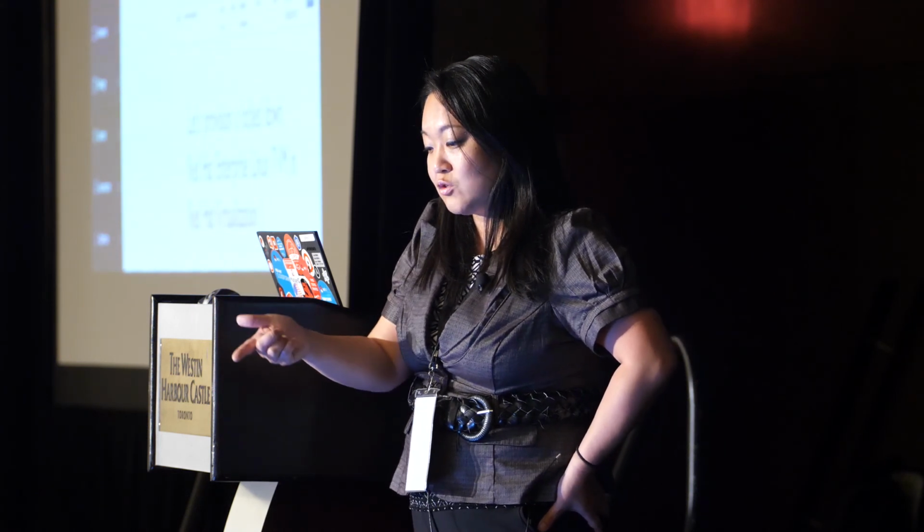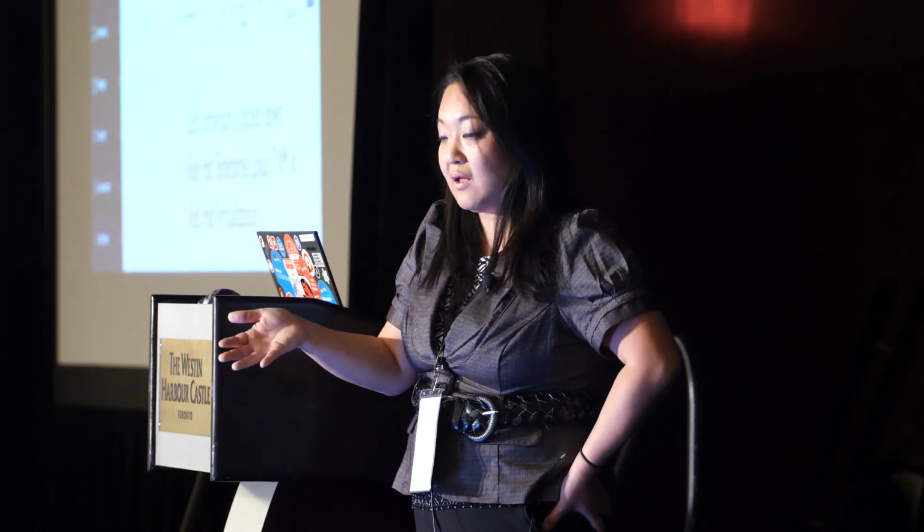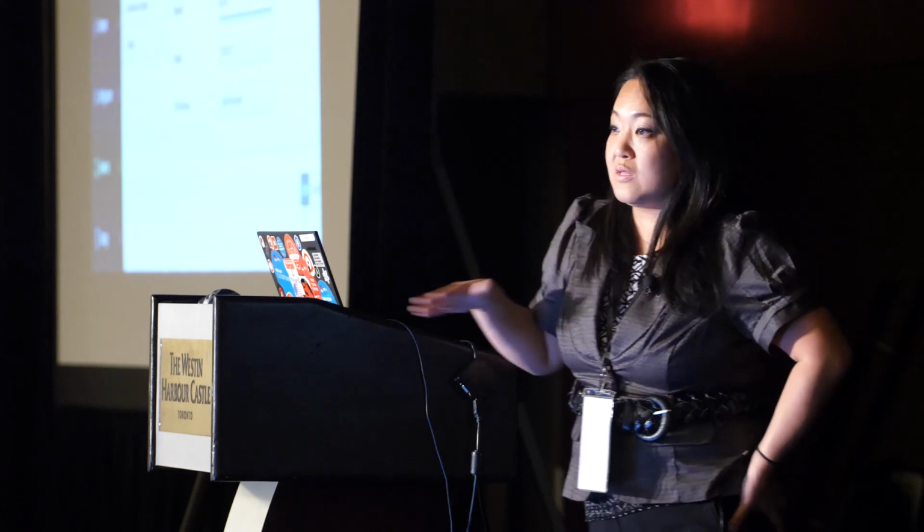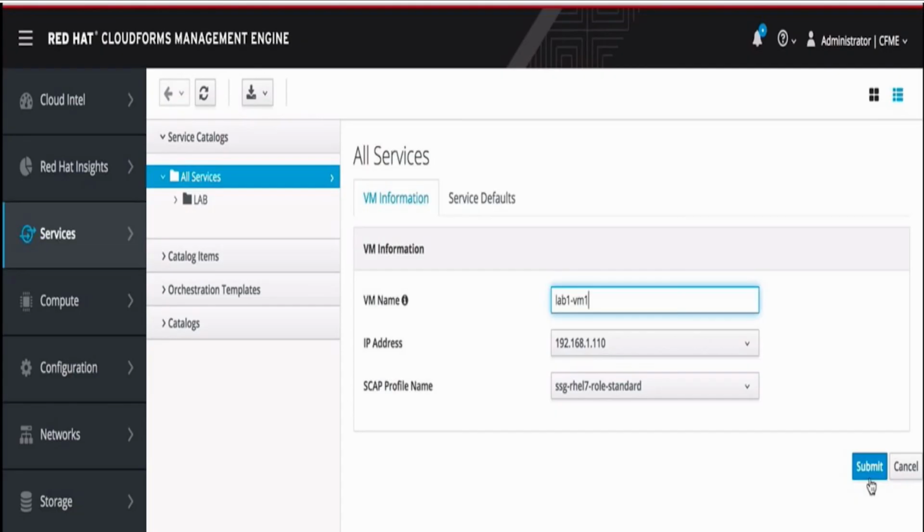So this is the first case. The user comes in, they press order, and that's going to provision a locked-down RHEL machine. When they press order, this is what we have allowed the user to provision. They can name the VM, but they can't decide what the IP address is going to be for the VM. I, as admin, have decided that.